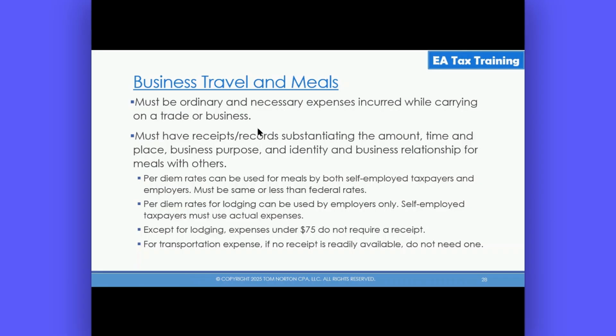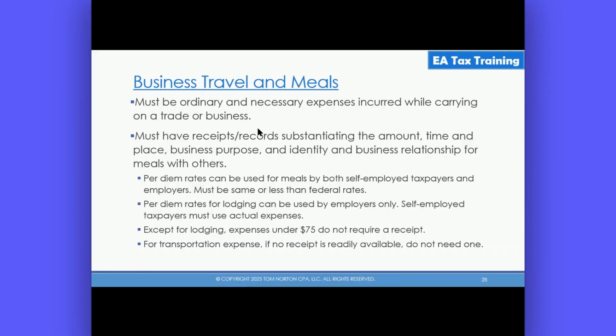are subject to abuse. People want to use personal meals and count those as business meals and deduct them. They want to take personal trips, family vacations, and count those as business trips and deduct them. So the IRS is reminding us that in order to be deductible, they have to be ordinary and necessary expenses incurred while carrying on a trade or business. Remember, personal expenses are never deductible.